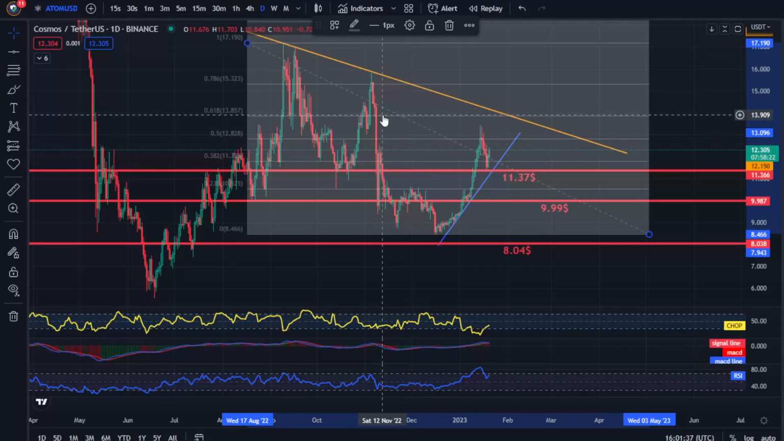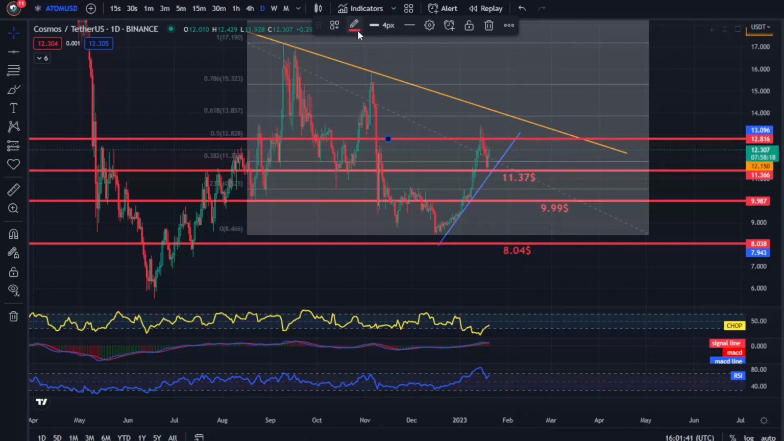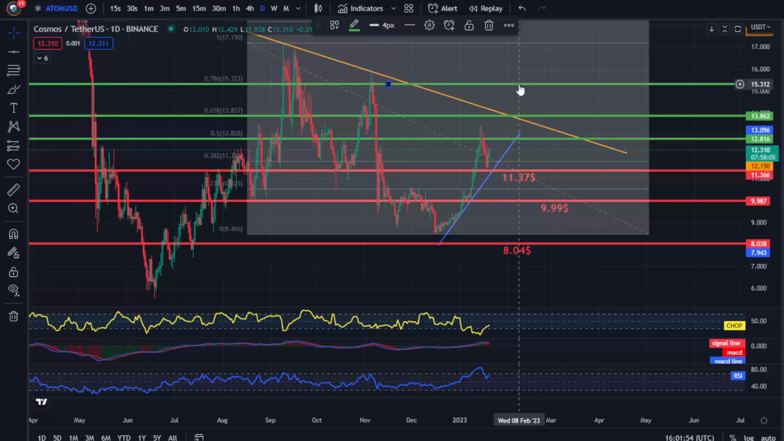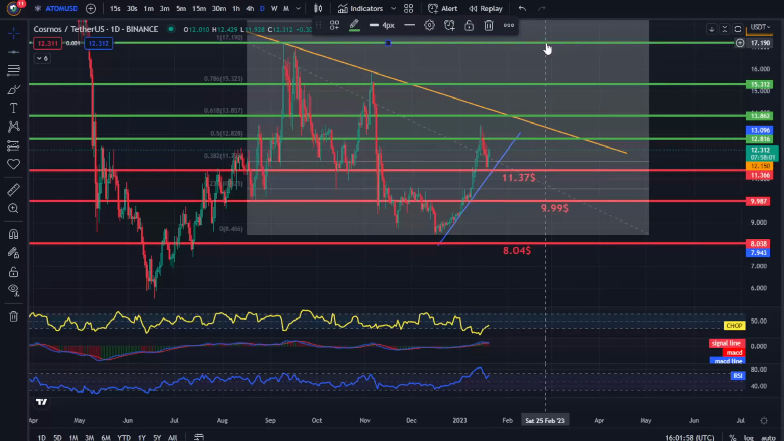Now, similarly, it is worth checking the resistances that the Atom price has to face in the coming time. And here we see that the first resistance is at $12.82, the second resistance at $13.86, the third at $15.31, and the fourth very strong resistance at $17.19.